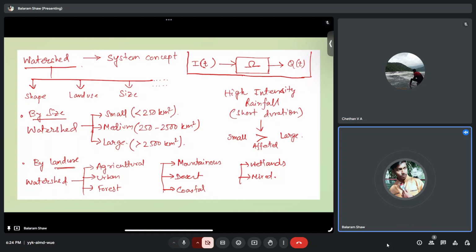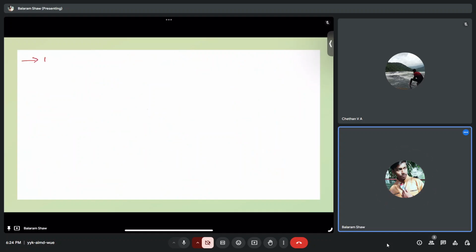Okay. So these are the classifications by size and by land use. Then it can also be, as I mentioned, by shape, right? So if you see by shape, then watersheds can be classified into elongated watershed.